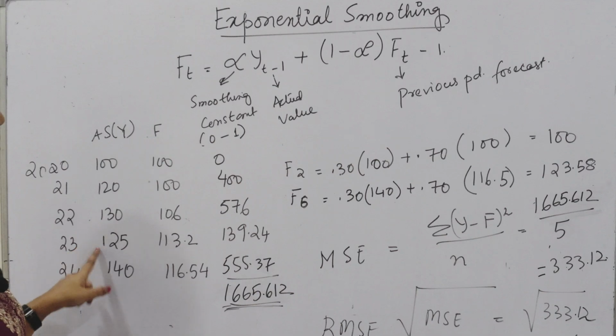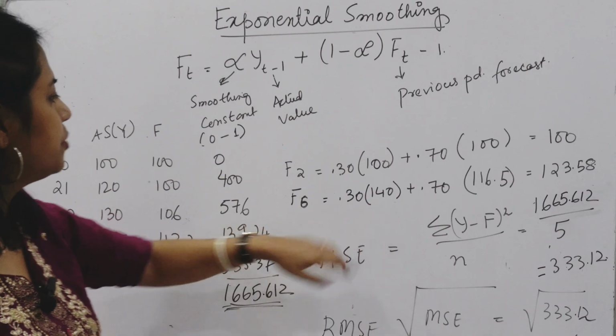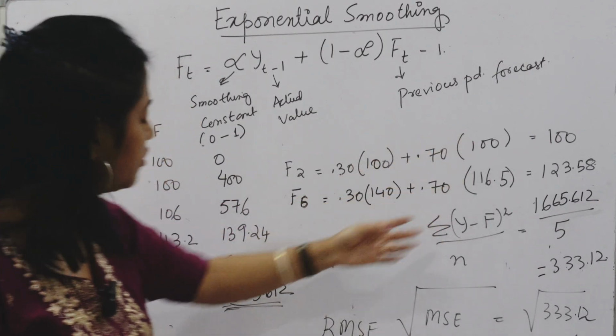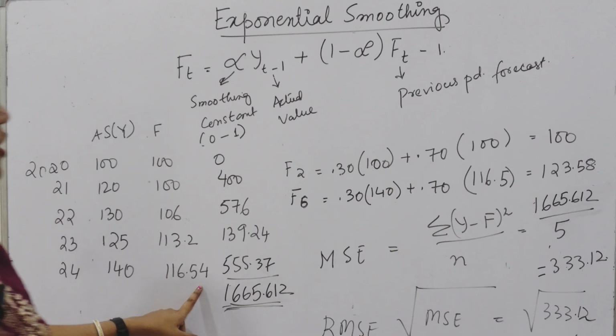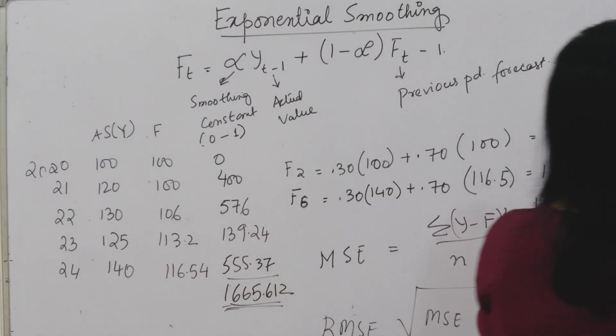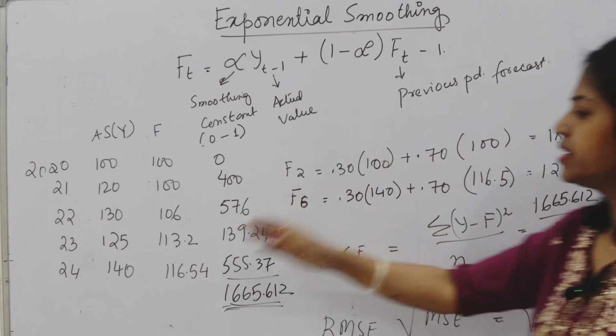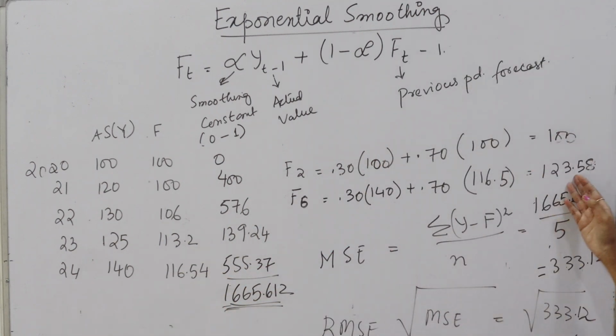Similarly, you do for the third, fourth, this way. And if you want to know the 6th year's forecasted value, 0.3 into the previous year's actual value, 140, plus 0.7 into the previous year's forecasted value, 116.5554. So you are expecting a forecast of 123.58. Meaning in the coming year 2025, the forecasted value is 123.58 of a product.